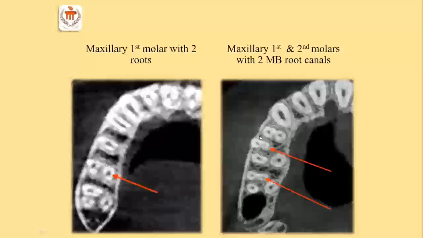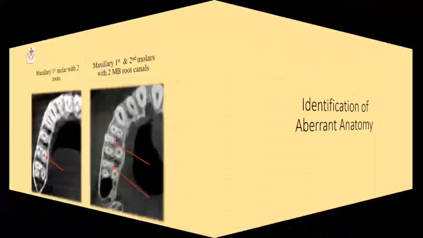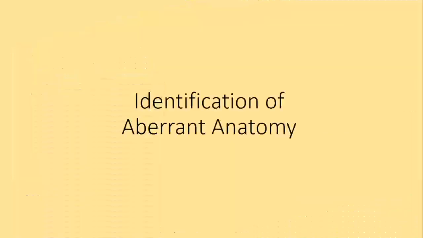Then you see that MB canals, the endodontists just love the MB canals if you spot one for them. So CBCT does all this for you. Cannot see that on simple periapicals. Of course, a lot of aberrant anatomy we see.